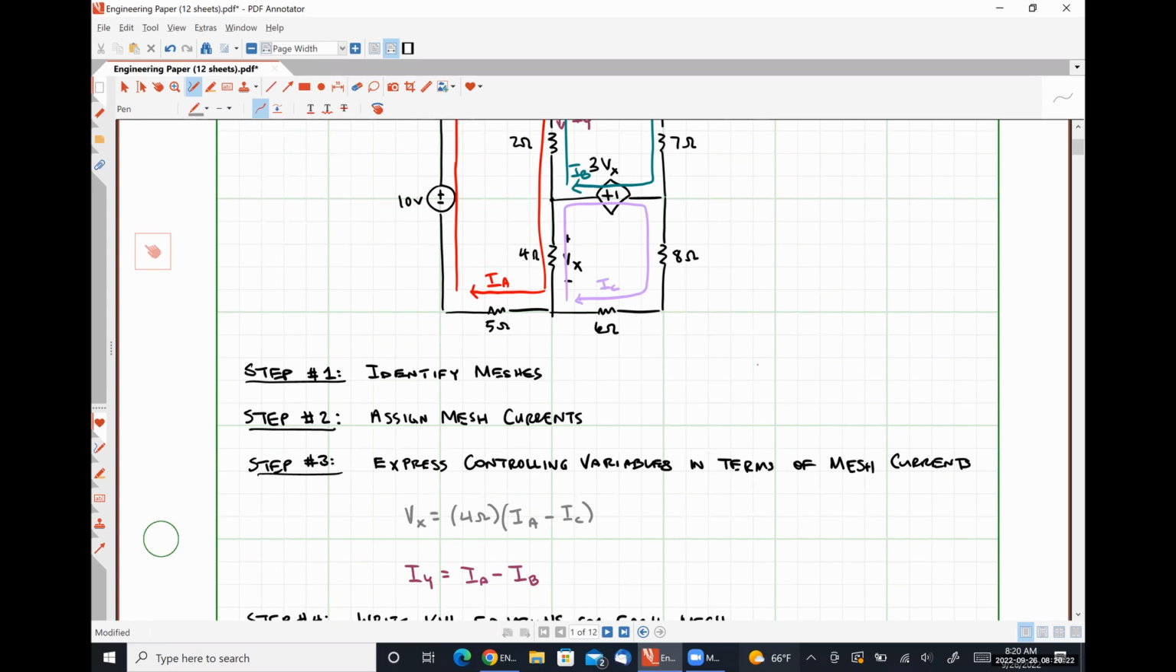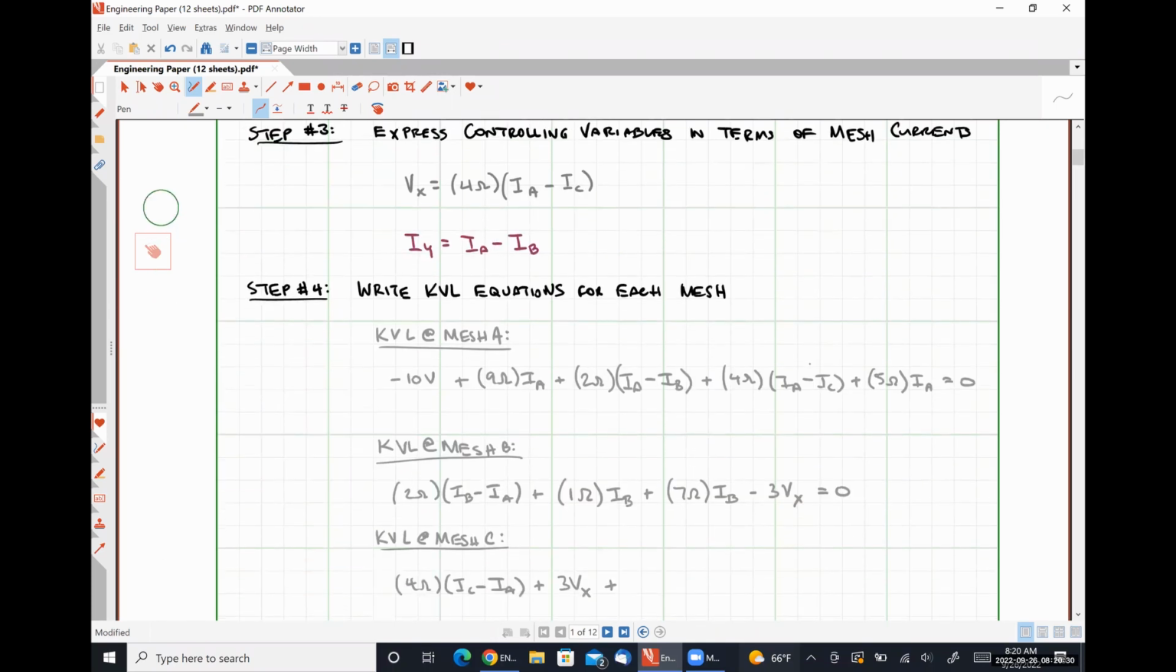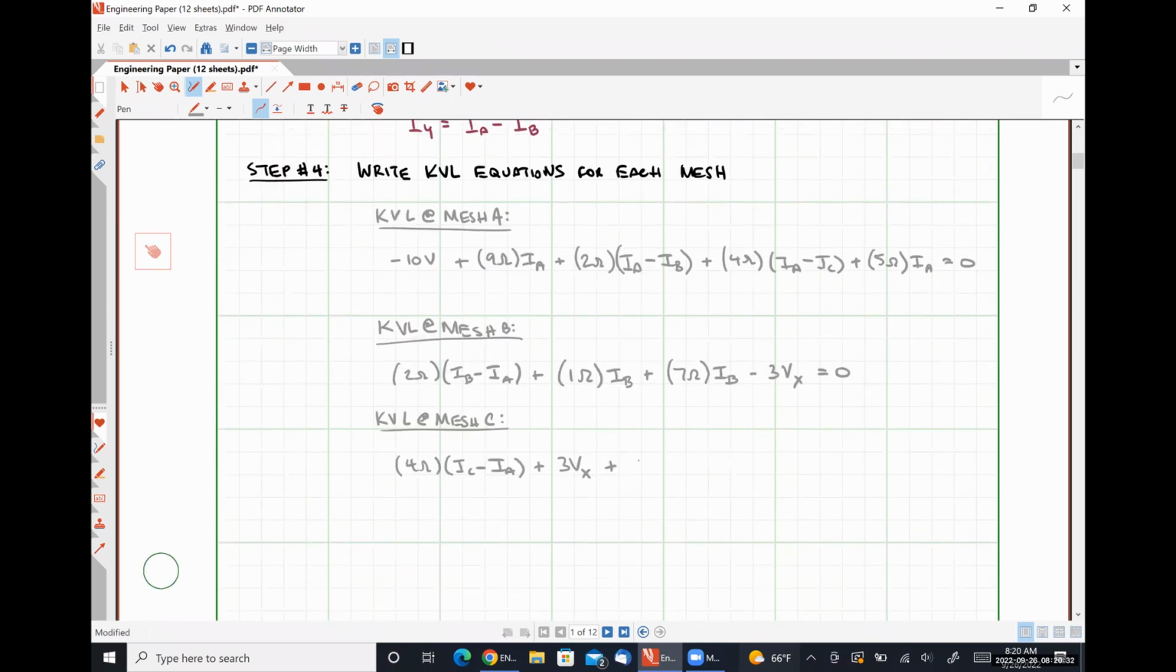What happened to the 8 ohm resistor? Yep. 8 ohms and then followed by 6 ohms. And if we were feeling real squirrely, we could observe that those two resistors are in series and combine them together into a single 14 ohm resistor if we wanted to. So that's IC plus 6 ohms times IC is equal to 0.